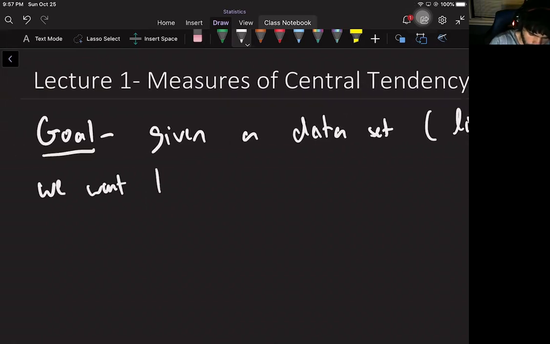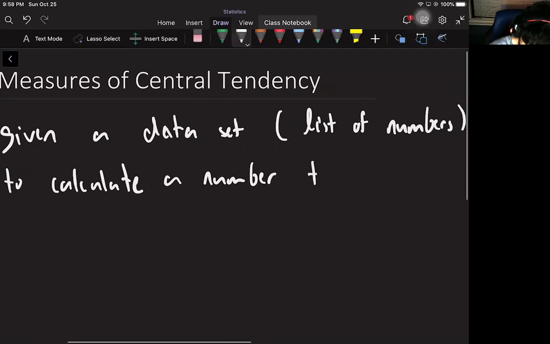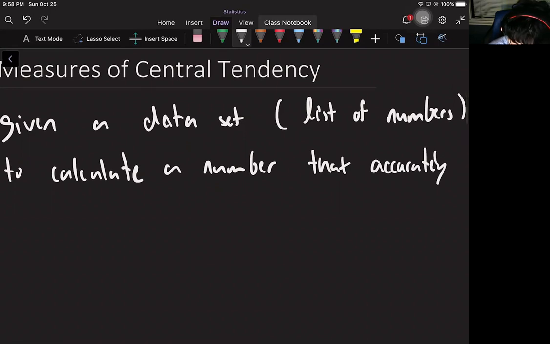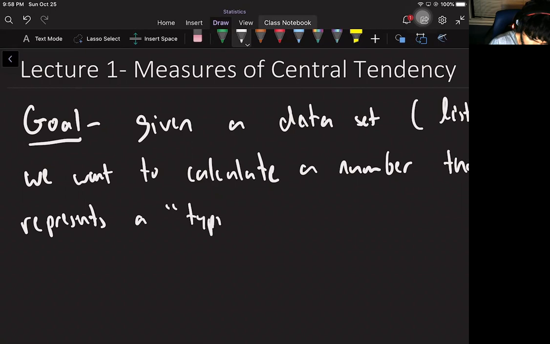What we want to do is calculate something, some other number, but it's the best number. We want to calculate a number that accurately, you could say it a few different ways, reflects the data, but I want to say it like this: it represents a, in quotes, typical, because that could mean a lot of different things, a typical data point.